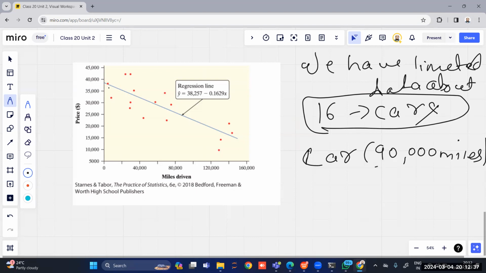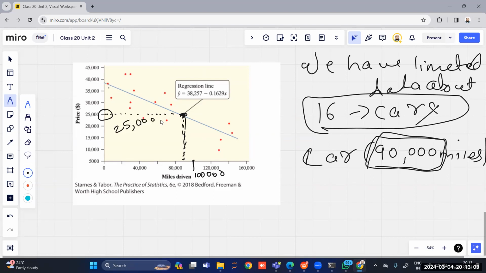So how will we tell the price for 90,000? I'll see where 90,000 is here. This is 120, this will be around 1 lakh, so it will be in between. I'll draw a perpendicular here, and from the same line I'll draw it on the y-axis. Suppose it is coming to nearly $25,000. Yes or no?